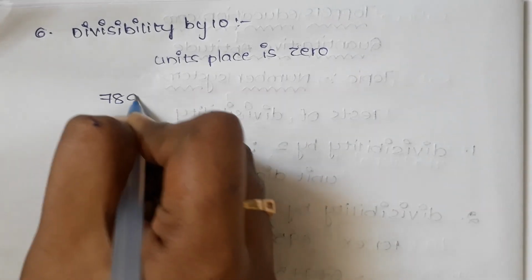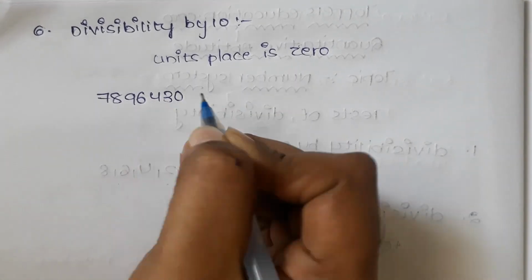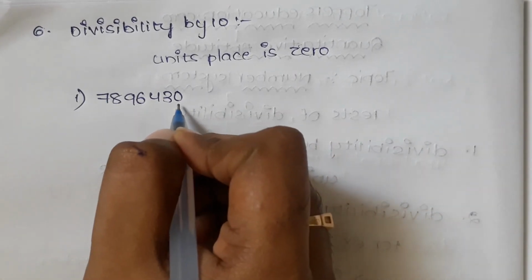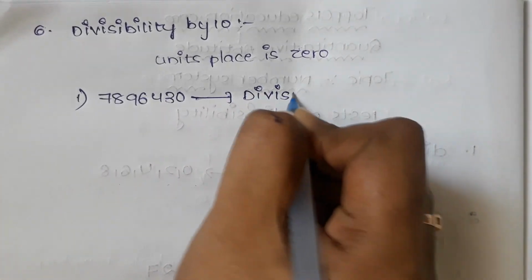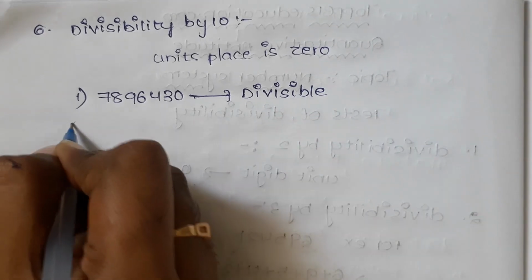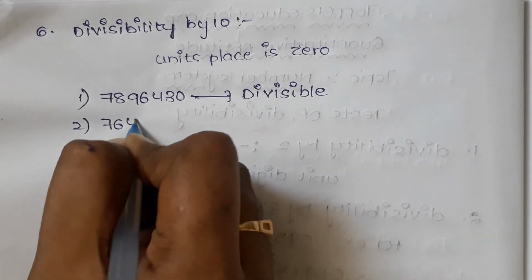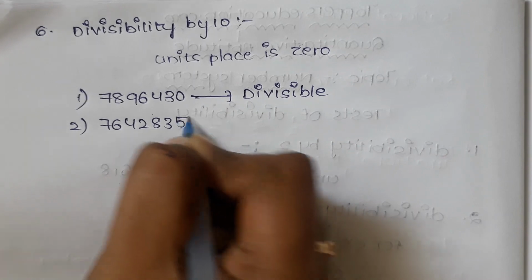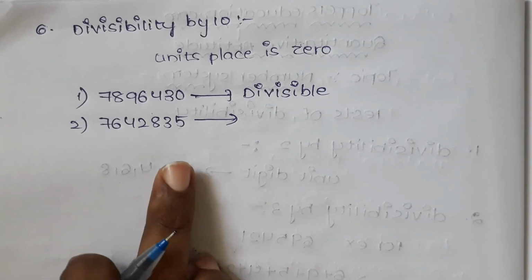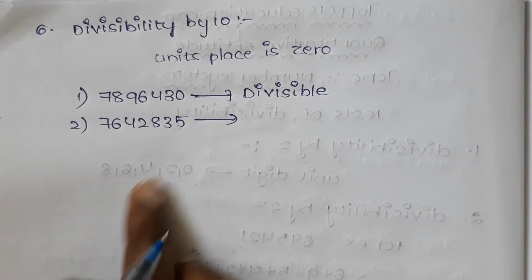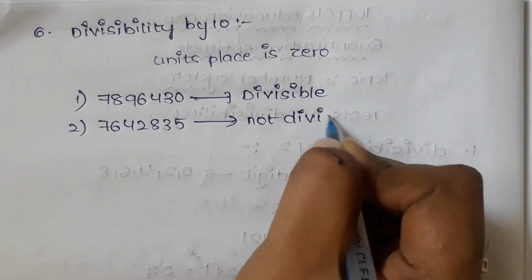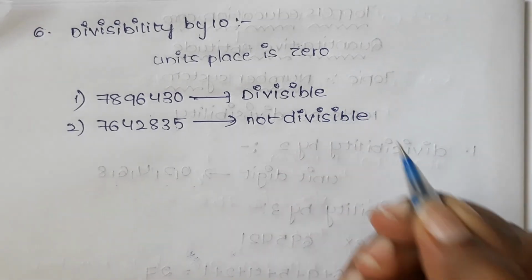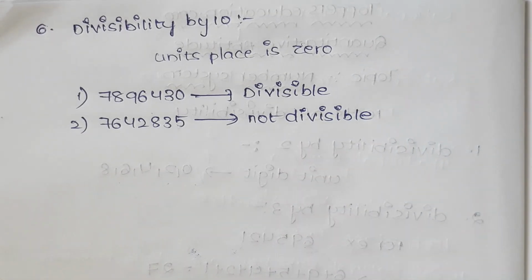Now let us see an example, that is 7896430. Here in the units place we have 0, so it is divisible by 10. And another one, that is 7642835. Here in the unit place there is no 0, so it is not divisible. And this is about the divisibility of 10.